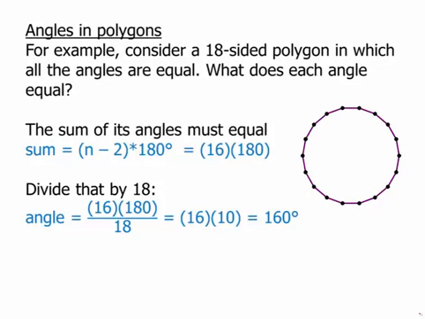And here's the actual shape. An 18-sided polygon in which all the angles are equal. Notice that it looks awfully circle-like, and that is true of many of the higher polygons that have all equal angles and all equal sides.